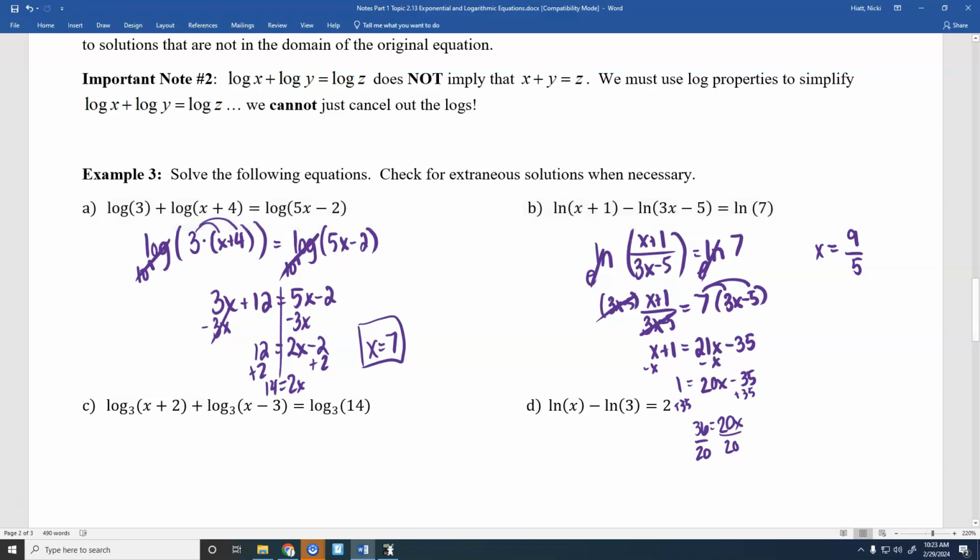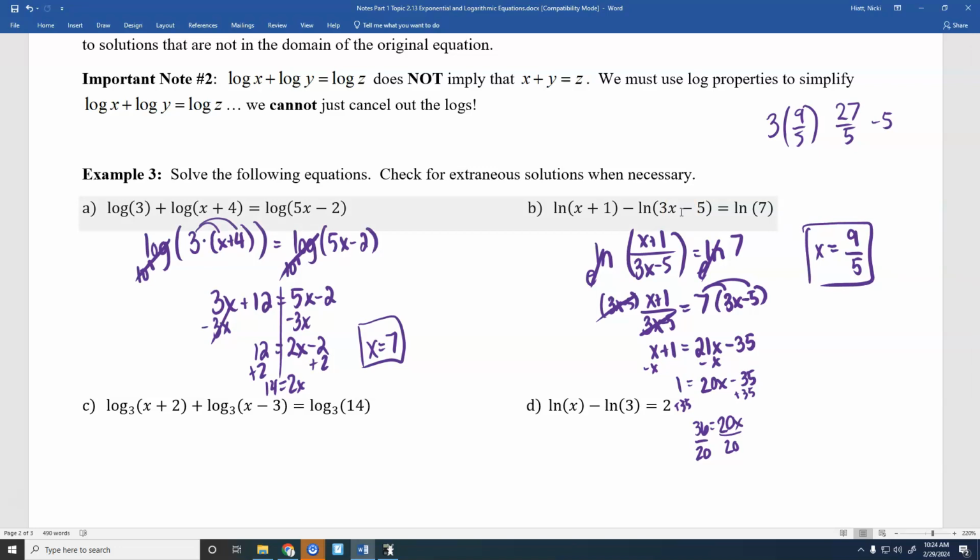You do want to plug back in to make sure you're not getting negatives. 9/5 plus 1, that's positive. 3 times 9/5 minus 5. 3 times 9 over 5, 27 over 5 minus 5. 27 over 5 is bigger than 5. So that's also positive, so this is going to be an answer here.